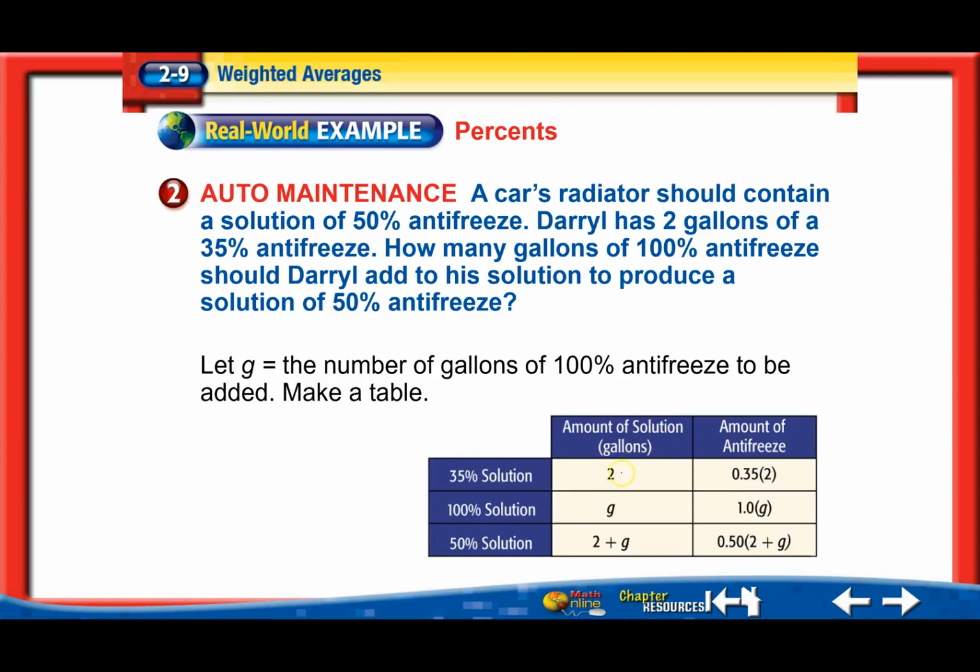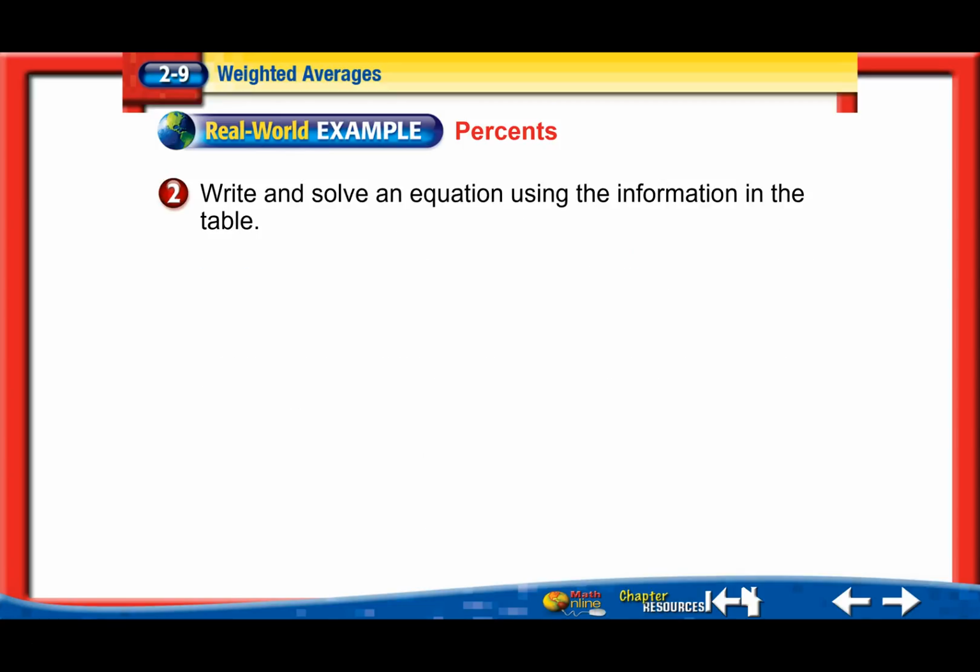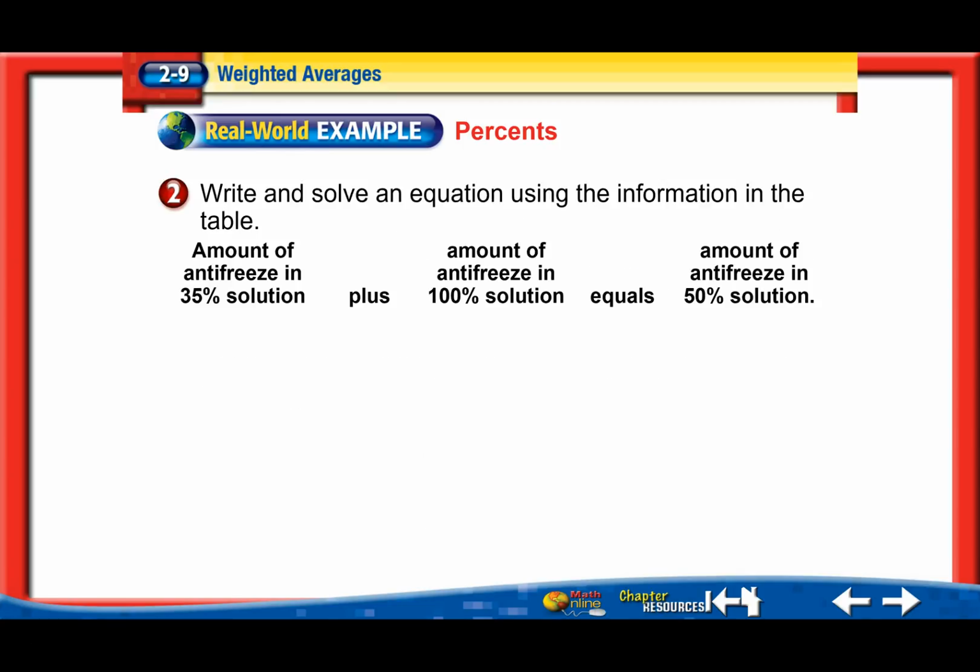So we have 2 gallons of 35%, so we have a 35% solution, and we're going to multiply that together. We have a 100% solution, and we don't know how much of that we need, and our desired solution is 50%. So we'd have 2 plus G to get those mixed together. So 100% would be 1, 35% would be .35, and then .50 times 2 plus G, because we need to mix those together to get this. So it's going to be this plus this equals this. Same process that we had just a little bit ago. So the 35% solution plus the 100% solution equals a 50% solution.